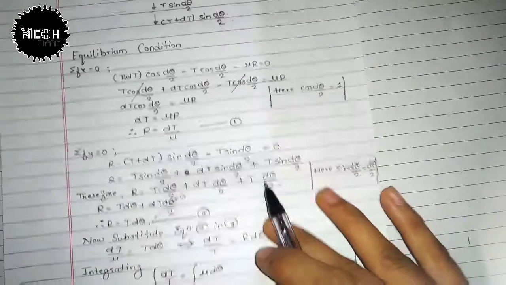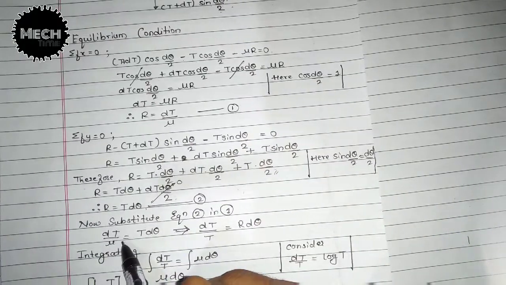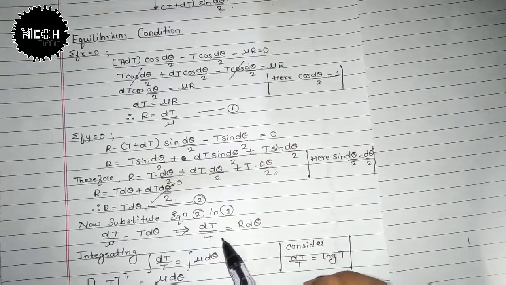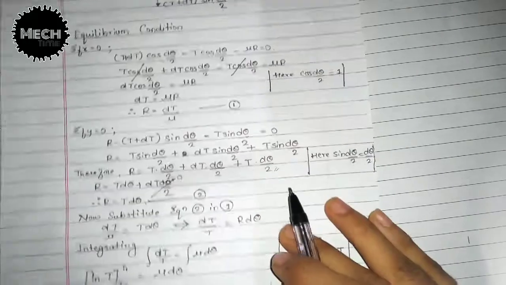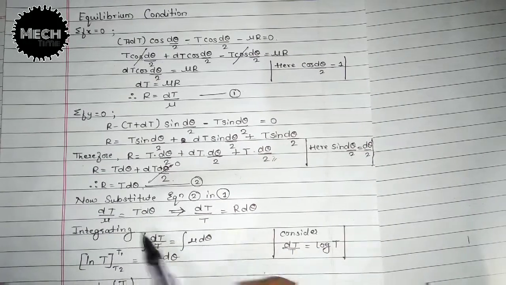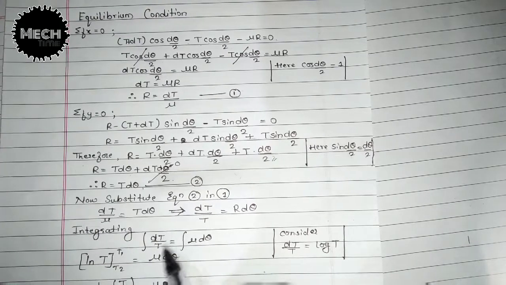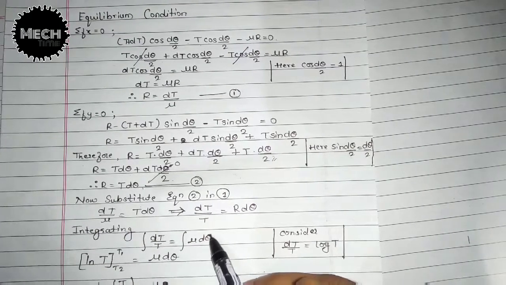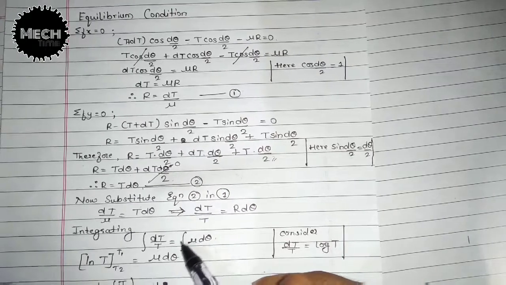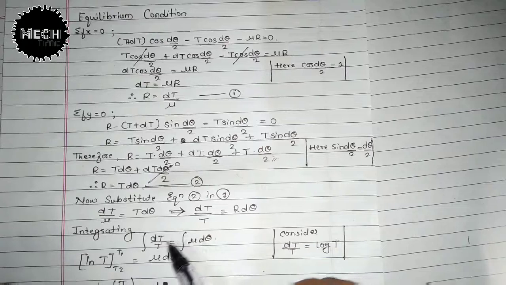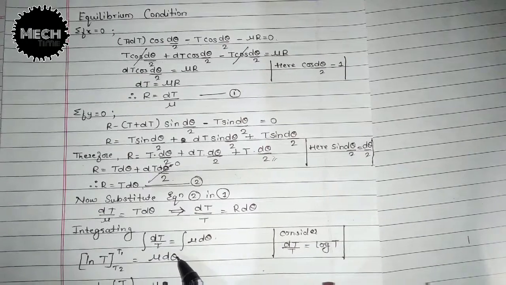Substituting equation 2 in 1, you'll get dT by mu is equal to T d theta, that is dT by T is equal to mu d theta. Now integrating both sides, integration of dT by T is equal to integration of mu d theta. Now you have to put the limits.